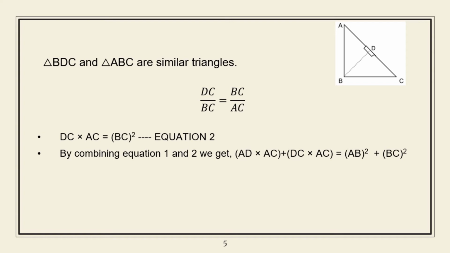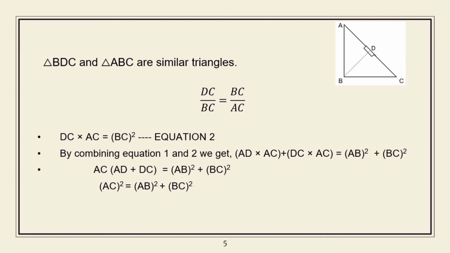Combine the first equation and the second equation, so that AD times AC plus DC times AC equals (AB)² plus (BC)². So that AC times (AD plus DC) equals (AB)² plus (BC)². Okay, AC is the common factor of AD times AC and DC times AC. So AD times AC divided by AC gives AD, and DC times AC divided by AC gives DC.